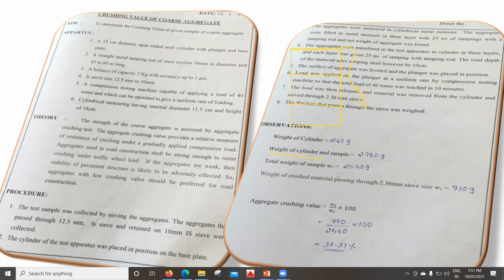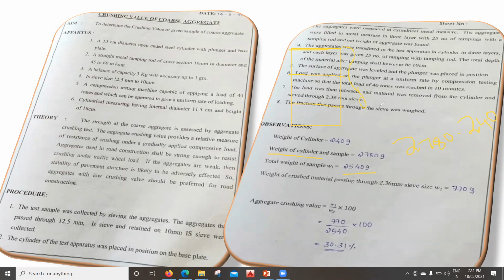The total weight of the sample will be how much? The total weight of the sample will be 2540. 2780 is the weight of the sample plus cylinder, minus the cylinder weight, that is 240 grams. Whatever answer you get will be the weight of the aggregate, and that comes out to be 2540. You can do it: 2780 minus 240 comes out to be 2540.